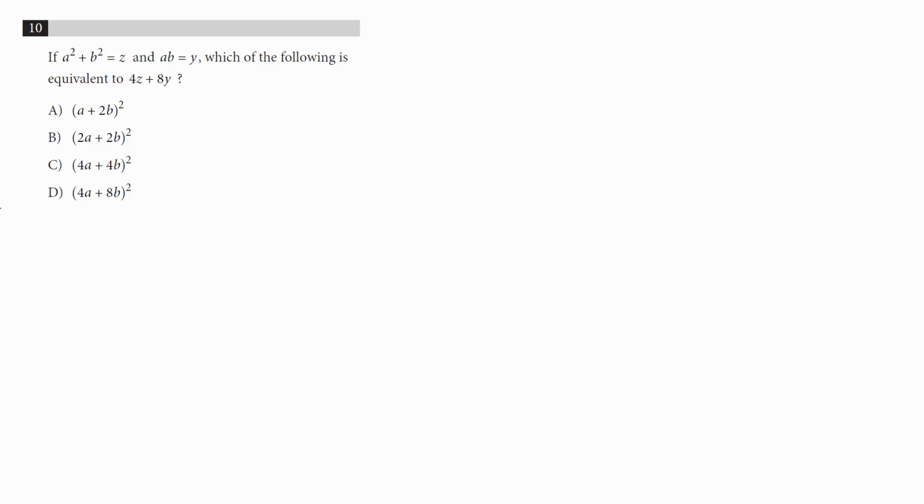So we're given 4z plus 8y, and we have a formula that equals z and a formula that equals y. So let's take our expression 4z plus 8y and substitute the two expressions for z and y. So 4z is 4 times a squared plus b squared. That takes care of the z portion. And then 8 times ab.